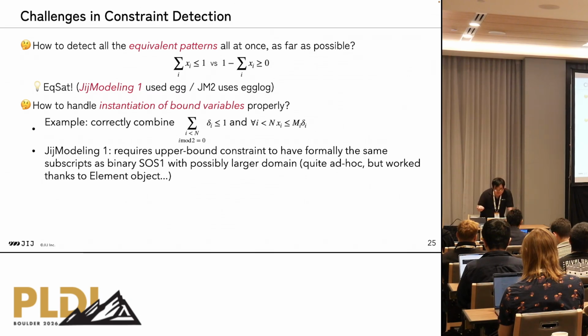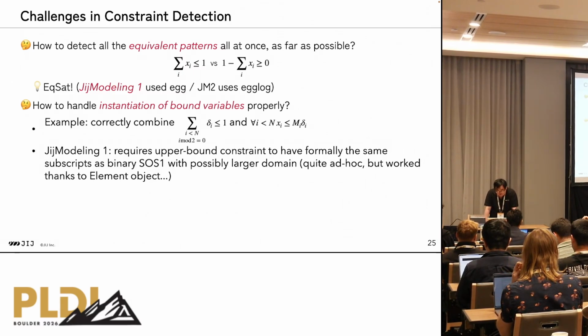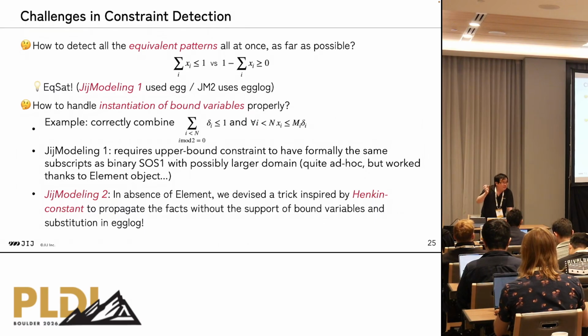And JijModeling 1 used an ad hoc trick. It requires the upper bound constraint to have exactly the same subscripts as the binary SOS1s, with possibly a wider domain. But JijModeling 2 now abolishes element objects and switches to higher-order functions. So the JijModeling 1 trick just worked because there was an element type and the elements were fixed globally. So we have to devise a new trick to overcome this.